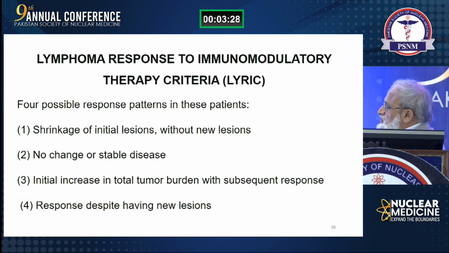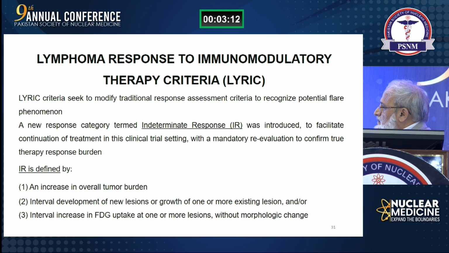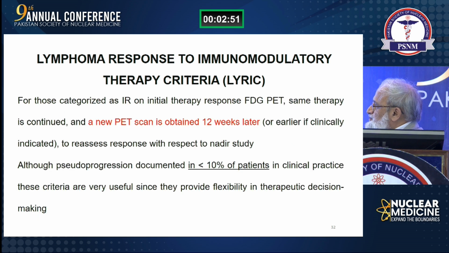So 4 possible response patterns in immunotherapy are shrinkage of the initial lesions without new lesions, no change or stable disease, initial increase in total tumor burden and subsequent response, and response despite having new lesions. So in this case, Lugano criteria are a little bit modified in immunotherapy, and indeterminate response was introduced, where there is an increase in overall tumor burden, interval development of new lesions, or growth of one or more existing lesions, or interval increase in FDG uptake in one or more lesions without any morphological change.